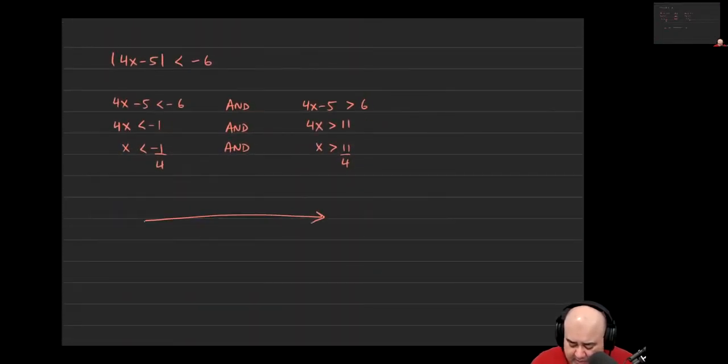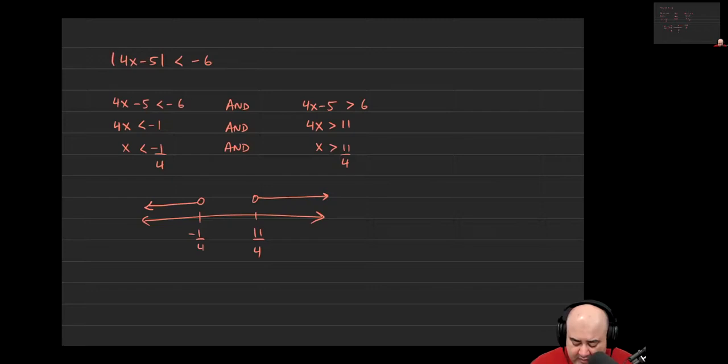Now, if we graph the results here, we get negative 1/4. We get 11 over 4. So x is less than negative 1/4. If we plug in 0, 0 will tell us a lie. 0 is not less than negative 1/4. So I'm going to start here and run away from 0. X is greater than 11 over 4. So I'm going to start here. If I plug in 0 again as my test value, is 0 greater than 11 over 4? Well, that's a lie. I'd rather have 11 over 4 dollars than $0. So I'm going to run away from 0.